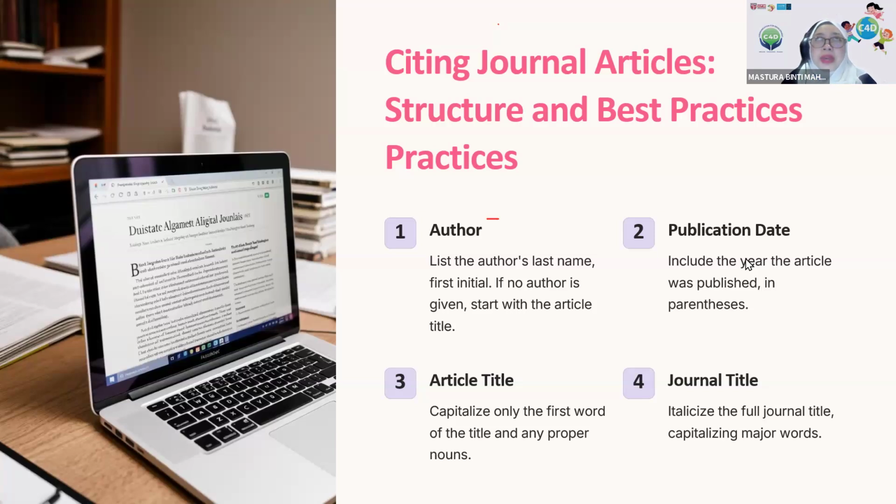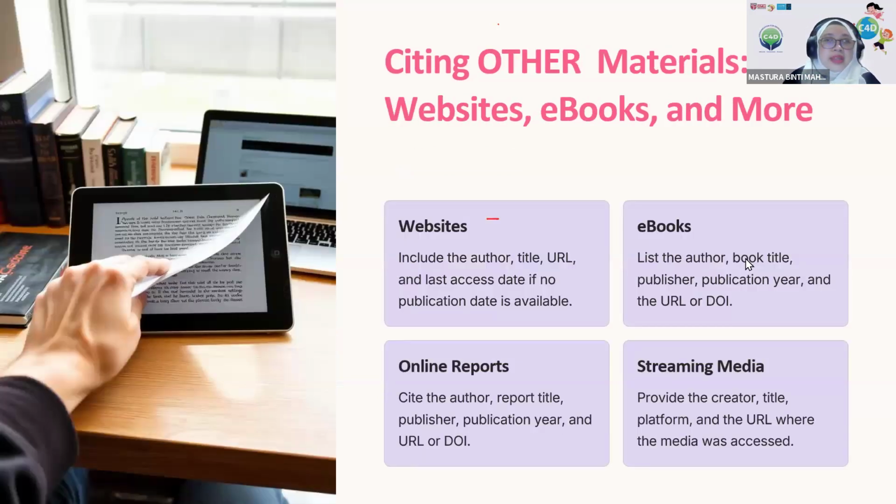But for APA in particular, for your journal title, you have to italicize your journal title, meaning that you have to present the journal title in italic format. Okay, so it depends on what would be the preferred citation style that you want to use, as well as what is required by your organization or the journal that you are submitting for publication.